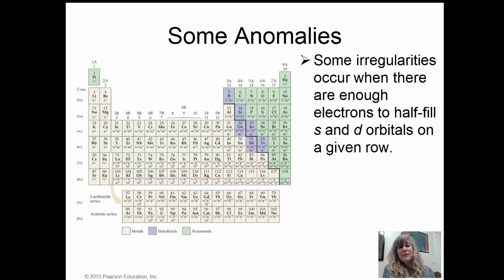One last thing in this chapter, photoelectron spectroscopy. That'll be fun. We'll get to that next time.